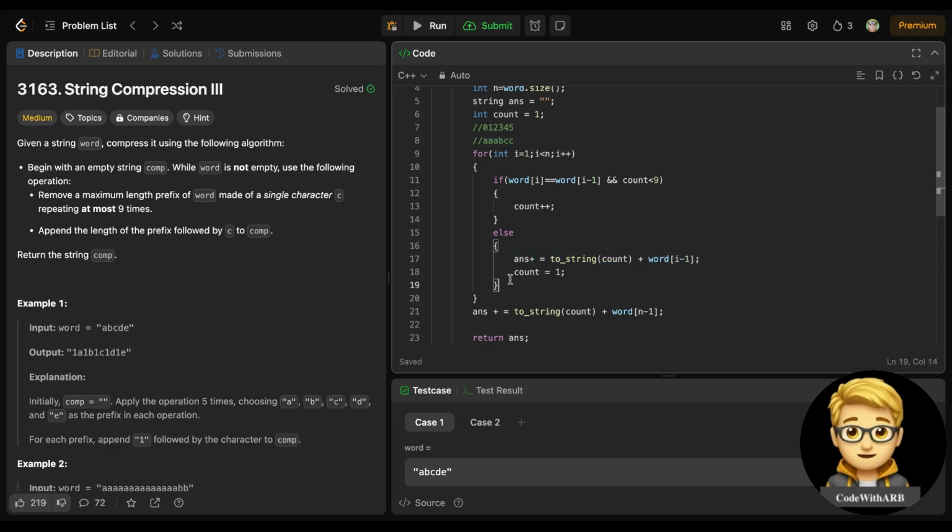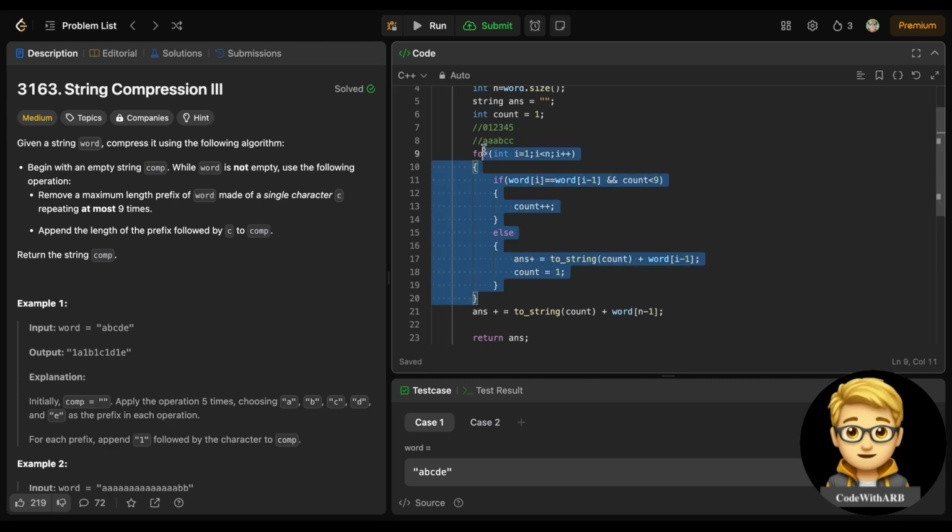Now I need to update the count because a's character count is over, so the count will be 1. Now again we move to c. C is not equal to b, so we need to insert the previous character, which is b. So we will insert this with count equal to 1b. Now the same goes for c. C is equal to the previous, so count now becomes 2.